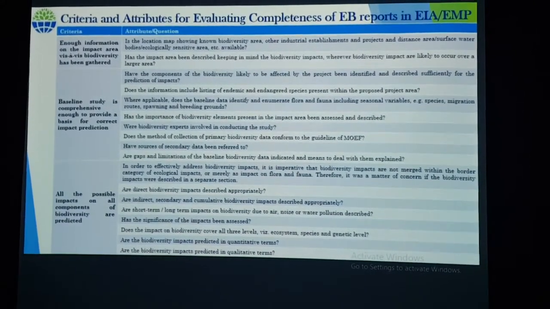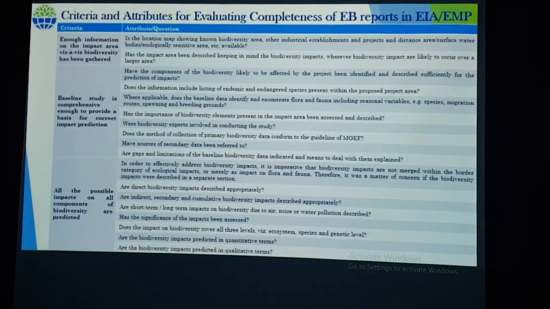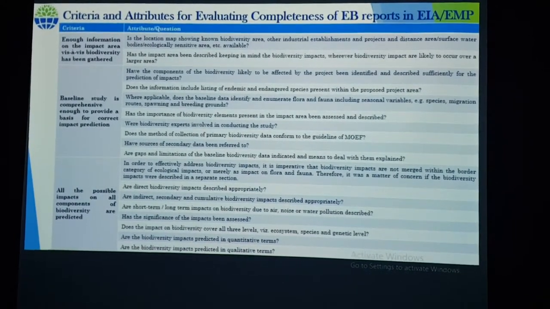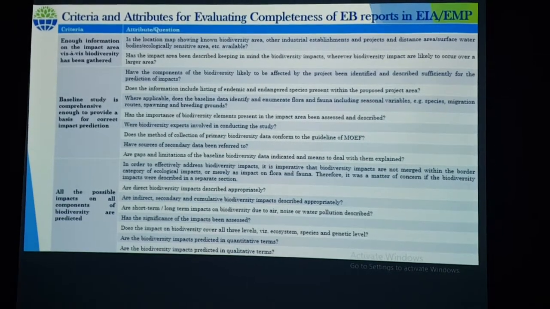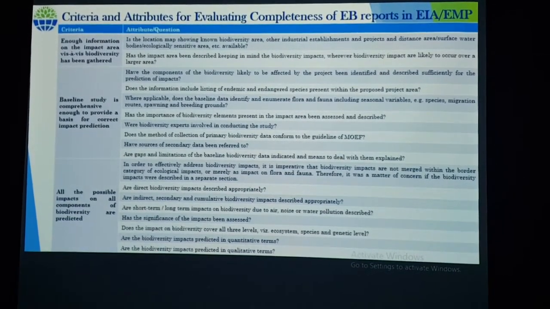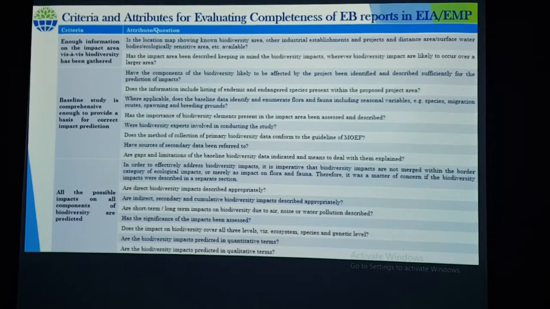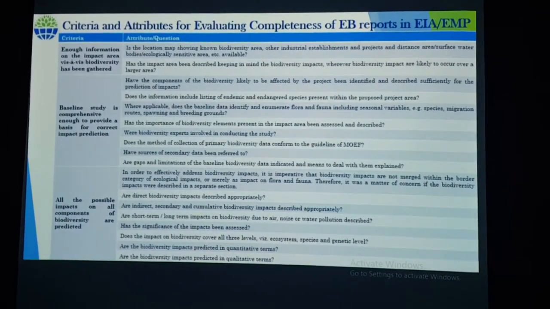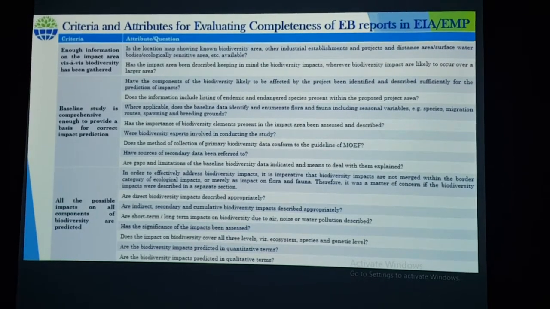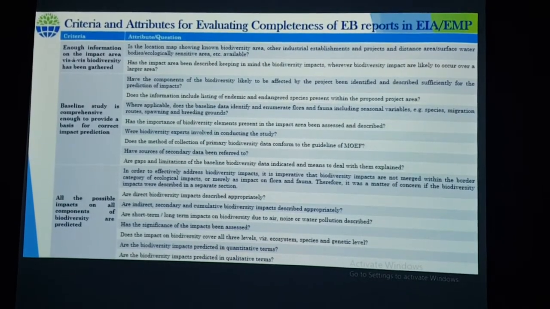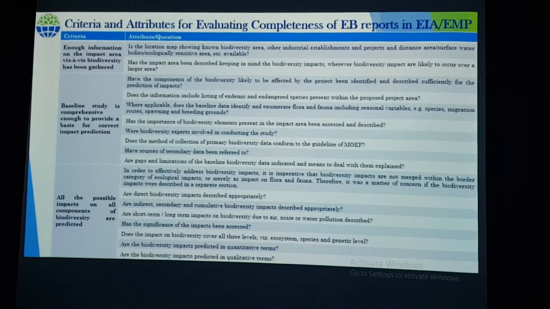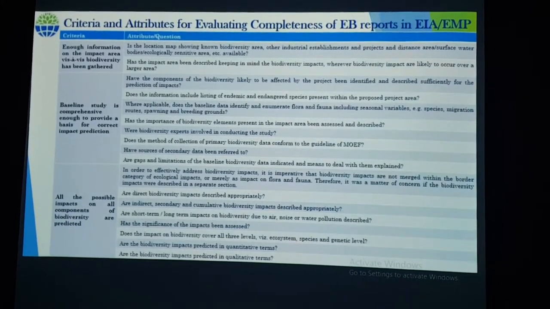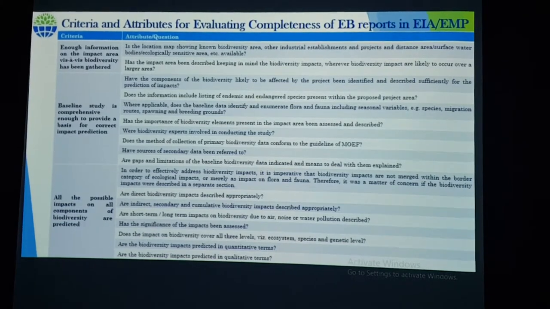Are direct biodiversity impacts described? Are indirect, secondary, and cumulative biodiversity impacts described appropriately? Are short-term and long-term impacts on biodiversity due to air, noise, and water pollution described? Next question is, has the significance of impact been assessed? Next question is, does the impact on biodiversity cover all three levels, ecosystem, species and genetic level? And is biodiversity impact predicted in quantitative as well as qualitative terms?